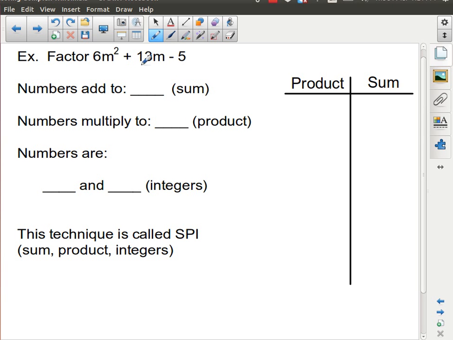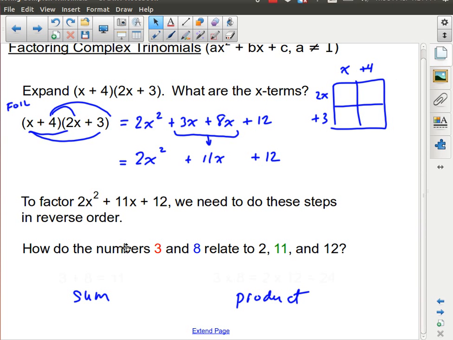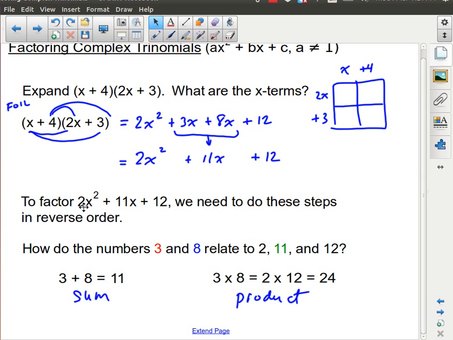And the middle term has to do with a sum. If we go all the way back to what I had pointed out before, we have these two relationships. So the middle term, which in this case was 11, we needed something that added to 11. 3 and 8 were the numbers we wanted, 3x and 8x, and they added to the middle term 11x. We also had these numbers 3 and 8. They multiplied to the product of the first term and the last term. So we're going to make use of that idea.